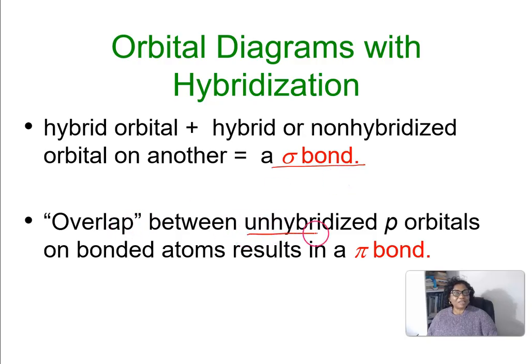Overlap between unhybridized p orbitals on bonded atoms results in pi bonds. So let's look at it again. When you have a hybrid orbital and it overlaps with another hybrid orbital or with a non-hybrid orbital, it will form a sigma bond. But when you have overlap of unhybridized p orbitals on bonded atoms, it results in a pi bond. So let's examine this.